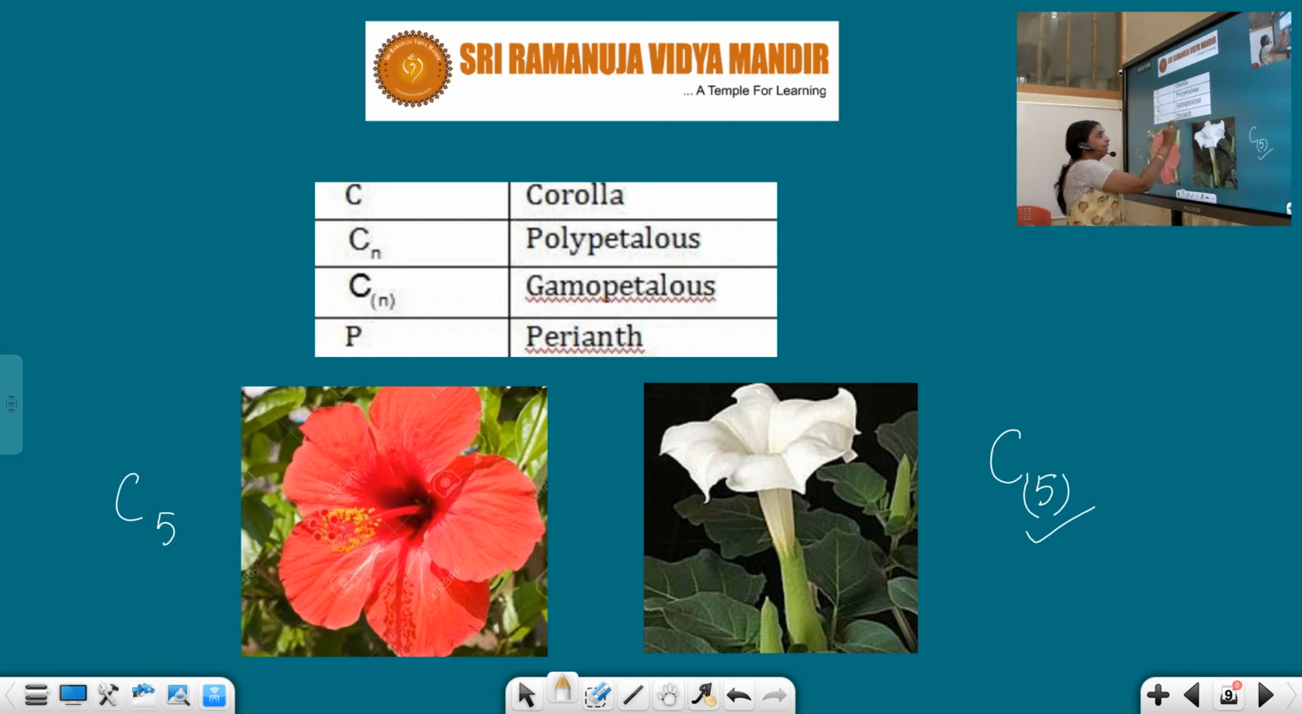And what is perianth? Perianth means if we cannot distinguish between the calyx and the corolla, so they are similar, that is called perianth lobes. So capital P is for perianth.